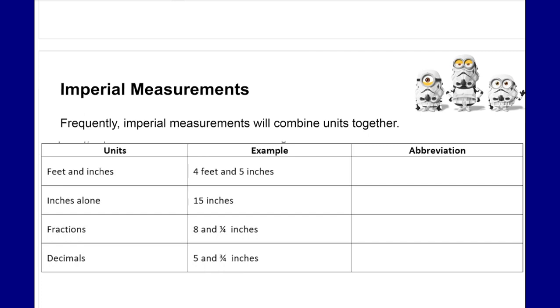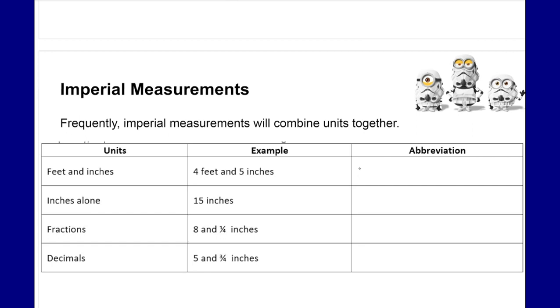Whereas in the metric system, usually it's only in one kind of unit. It'd be like 1.5 meters. We wouldn't say 1 meter, 50 centimeters, right? Or we wouldn't say 10 centimeters and 5 millimeters. We'd say 10.5 centimeters. But because the imperial system doesn't have that kind of common conversion between them, they tend to combine measurements. So we could combine feet and inches. So 4 feet and 5 inches.